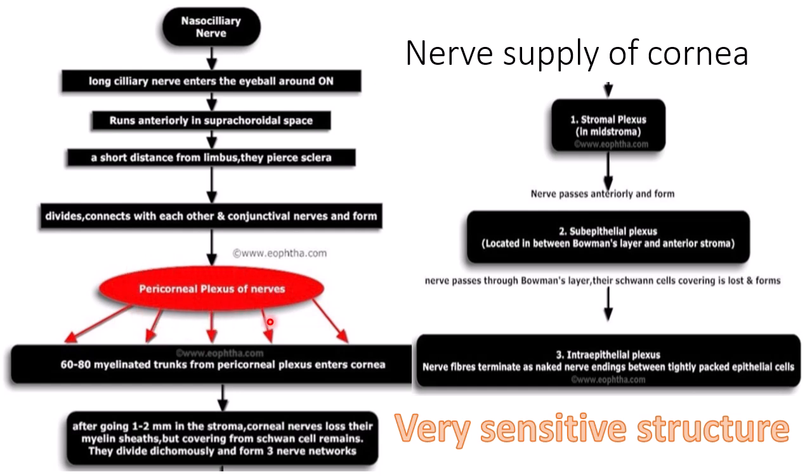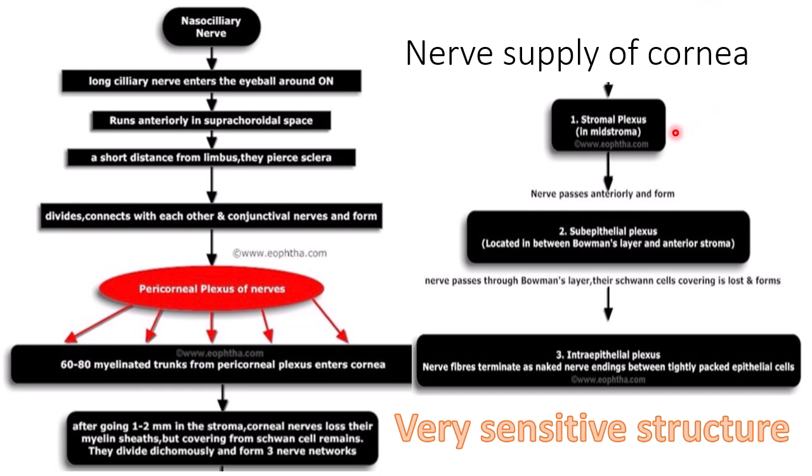Now, from this pericorneal plexus, myelinated trunks emerge and enter the cornea. They go about 1 to 2 mm inside the stroma, and then they lose their myelin sheaths. They divide and form three networks. So the first plexus was the pericorneal plexus of nerves formed by the long ciliary nerves, from which little branches emerged and formed three smaller plexus in the cornea itself.